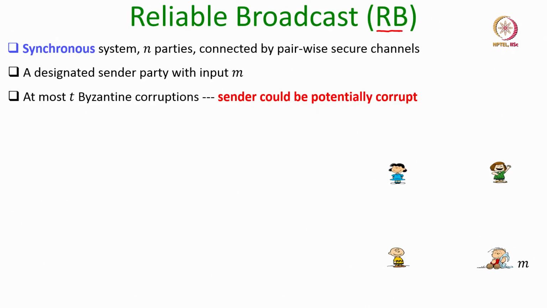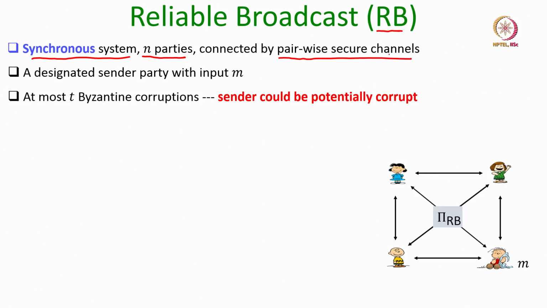So, what are we given here? We are given a synchronous system of n parties, and when I say synchronous system, I mean that the channels through which the parties are connected with each other have bounded delays. That means there is a strict upper bound on the message delays, and everyone will know within how much time an expected message is supposed to be delivered. We also assume a pairwise secure channel model here. That means between every pair of parties there is a secure channel already available through which that pair of parties can exchange messages securely.